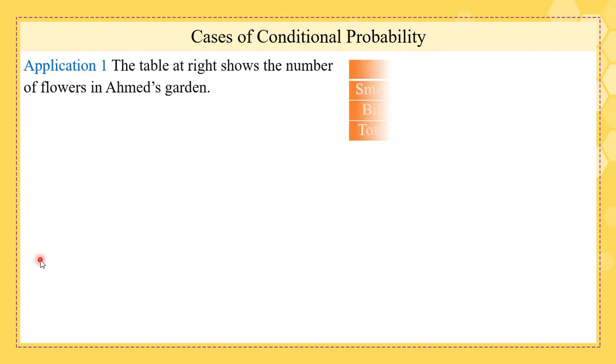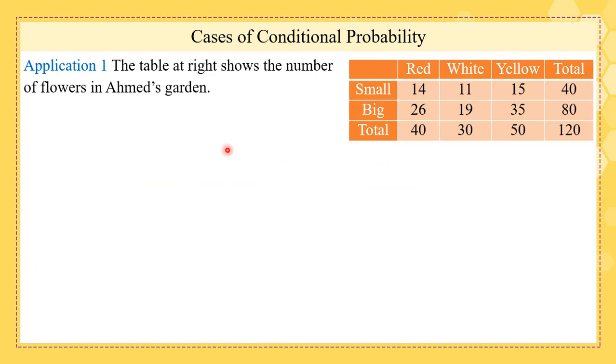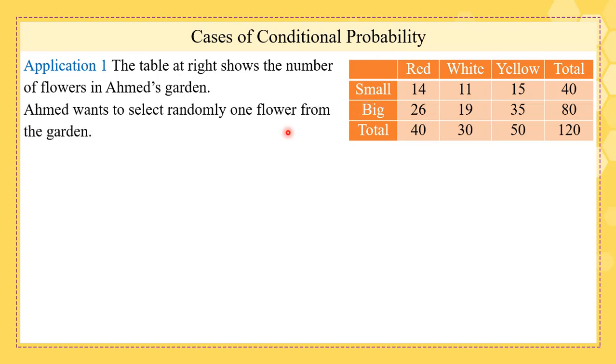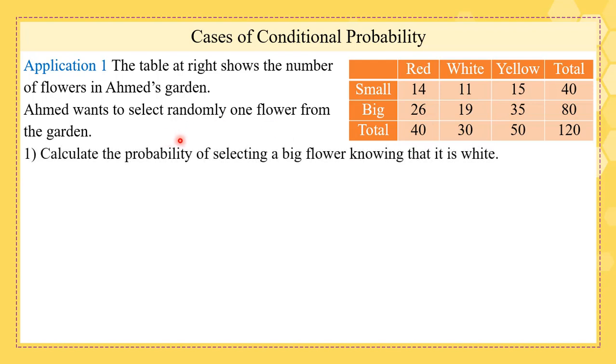Now let's see this application. In this table we have the number of flowers in Ahmad's garden. In fact, we have red, white, and yellow flowers, and we have small and big. So the flowers are distributed depending on the color and the size. Ahmad wants to select randomly one flower from the garden. Calculate the probability of selecting a big flower knowing that it's white. Try to search for the terminologies and pay attention while translating the statement from verbal into probability.